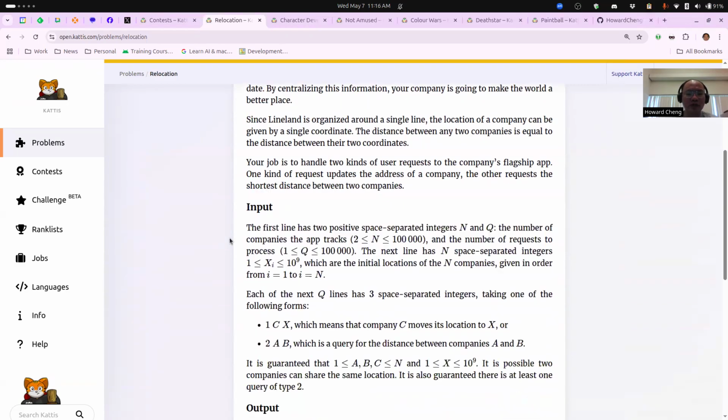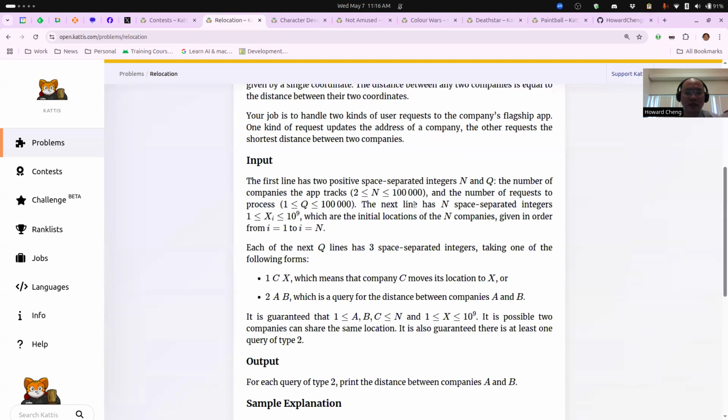So you have a bunch of things on a line. You have a bunch of these companies on a line, and at the beginning, they tell you that there are N companies up to 100,000, and then you have a bunch of queries also up to 100,000. Okay, the next N lines will be a number that is the location of the N companies initially. Each number is between 1 and 10 to the 9, so 1 billion, so a normal integer would be good enough.